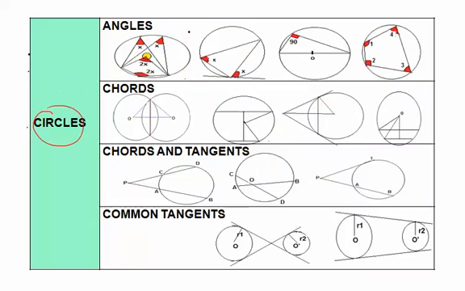The chapter on circles we discuss in four parts: angle, chords and tangents, and common tangents. I included a lot of figures. These figures are related with the angles, these all figures are related with chords, these are related with chords and tangents, and these are common tangents. Why I included these figures?